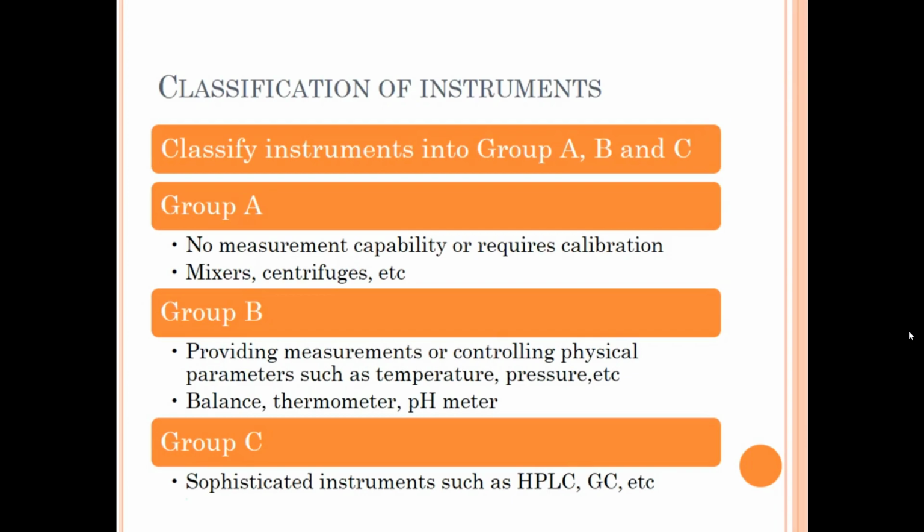Instruments can be classified into three different groups, and depending on what particular group the instrument falls within, that will specify the different types and the tolerances of calibration requirements set. So instruments are normally grouped into A, B, or C. Any instrument falling within Group A normally has no measurement capabilities, or doesn't require calibration, for example, things like mixers, hot plates, or centrifuges. Group B then is instruments providing measurements or controlling physical parameters such as temperature and pressure, for example, balances, thermometers, and pH meters. And finally, Group C are the more sophisticated instruments like HPLCs or GCs.